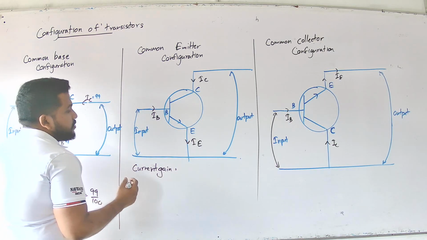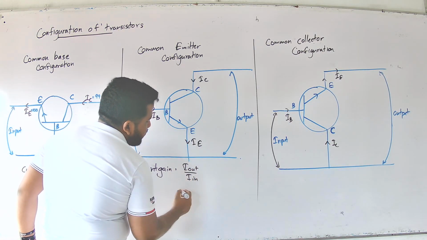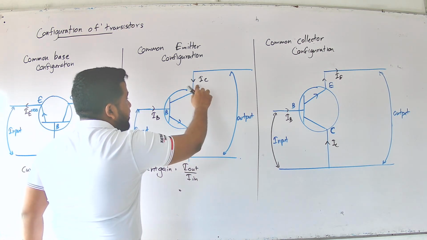if we take the current gain, I out over I in. So what is the I out? I out means IC.